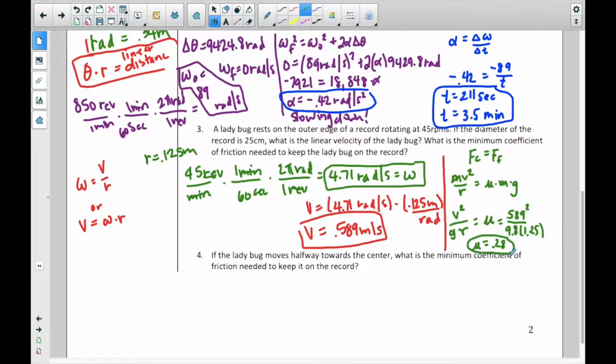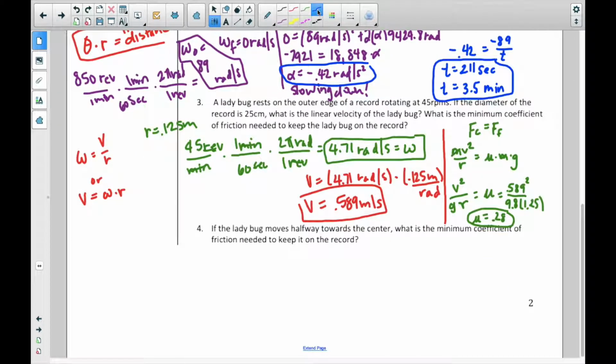When you plug that in, you should get 0.28. So the coefficient of friction that is needed to keep the Ladybug on the record traveling at this speed is 0.28. Just a little piece of information is that 45 RPMs is the speed of a record player. There were two main sizes of records, and one of them was a 45. So 45 is the speed that a record player will move.